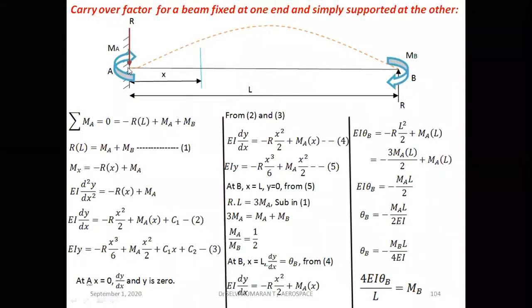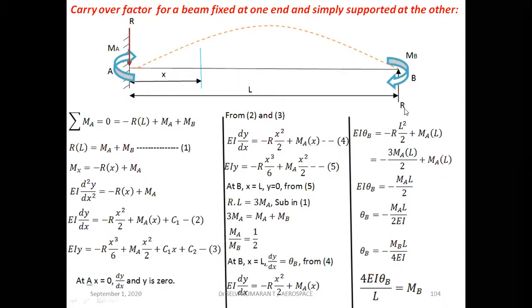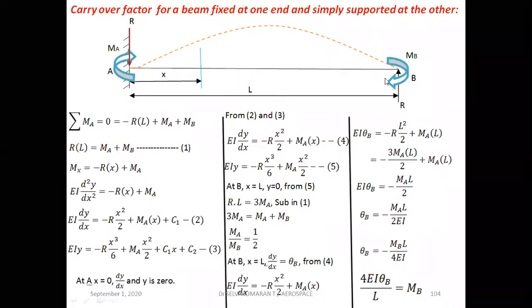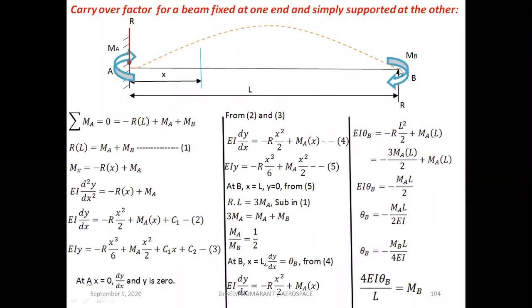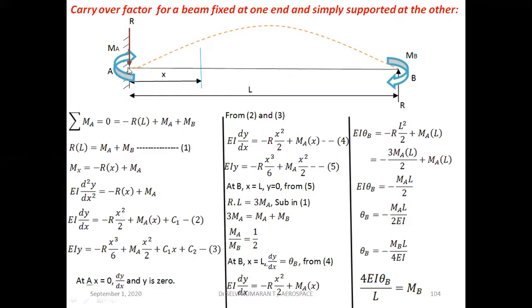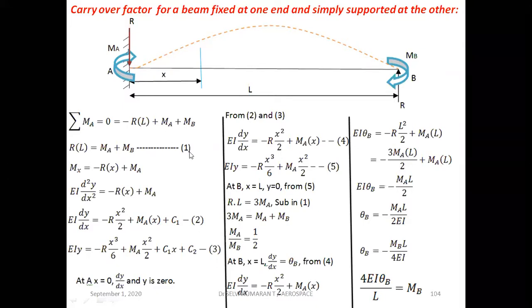Now let me write down the moment equation with respect to A. Since the support reaction R is applied, this MB is balanced by MA and R. The unknown support reaction must be balanced by the reaction at A also. That's why this R is acting downward. So this R at A and this R at B are equal and opposite. Hence the beam setup is in equilibrium. Now when I take moment with respect to A, R into L anti-clockwise, minus R into L plus MA clockwise plus MB clockwise. So RL is equal to MA plus MB, let it be equation 1.